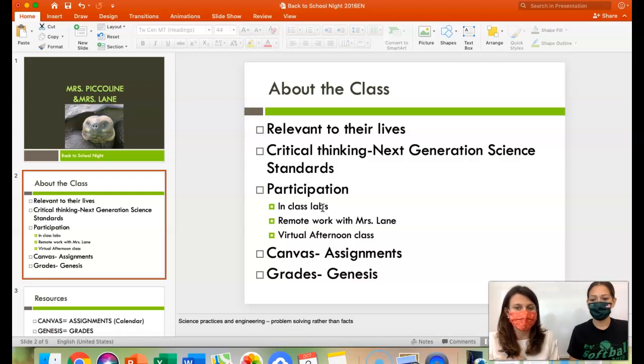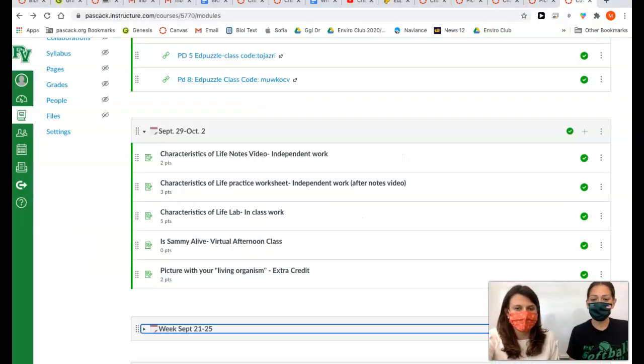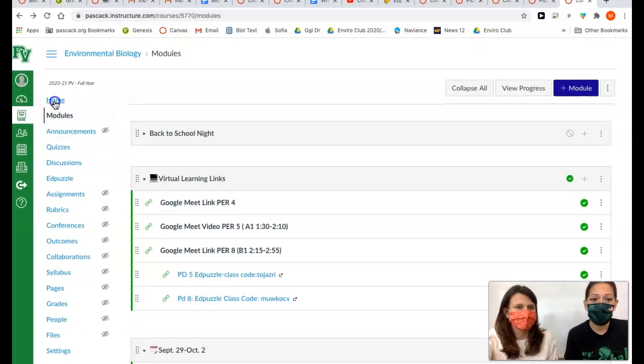So we hope that we continue going forward with meeting at that time to reinforce what we're doing in class and out of class. Lastly, Canvas is where all of the lesson plans and assignments can be found. And the G in grades is for G for Genesis. That is where you find the actual grade. Sorry, there's two platforms, but just for your organizational purposes, that's how we do it. So Mrs. Lane is going to go through Canvas.